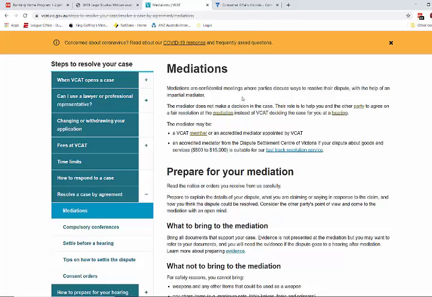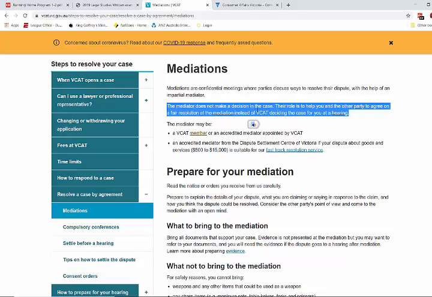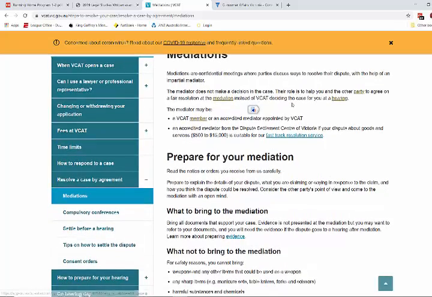Mediation is basically a confidential meeting where you discuss ways to resolve your dispute, and a mediator supports you. So they sit between you effectively. They don't make the decision. They can't offer suggestions, but they're going to try and help you resolve it instead of VCAT deciding the case for you at a hearing.